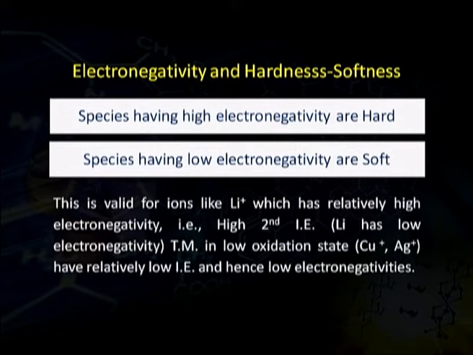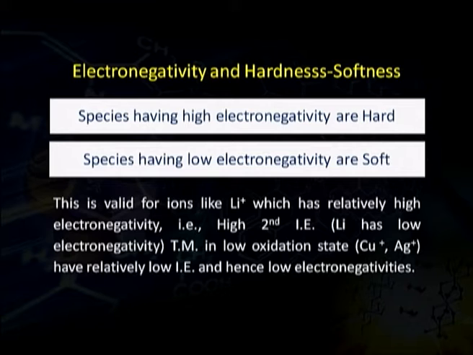If we talk about lithium, lithium has a very low electronegativity because lithium is an electropositive element. But if we talk about the lithium ion, that is Li+, which is formed by the removal of one electron from lithium, it is very difficult to remove the second electron, because the second ionization energy of the lithium ion is very high. So it has a high electronegativity. Since it has high electronegativity, it will be considered as hard.